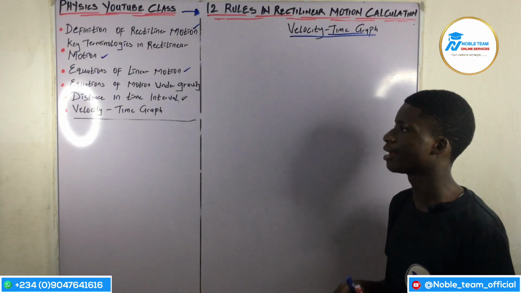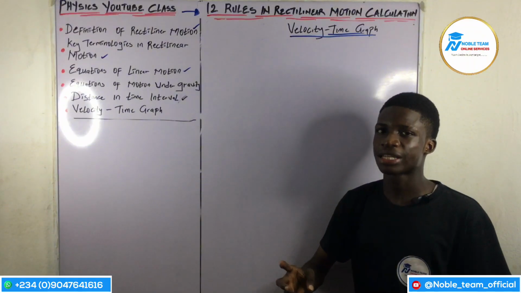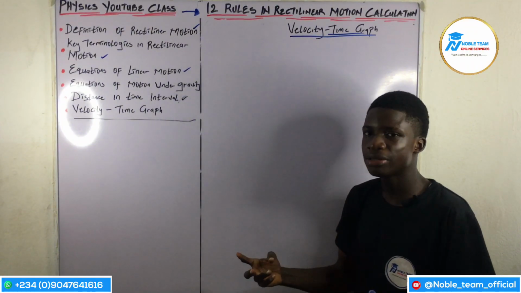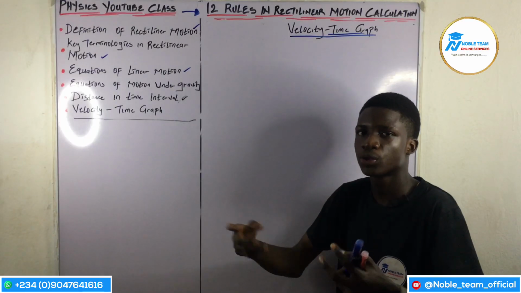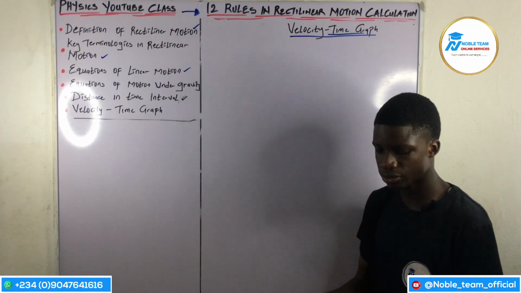Now in this velocity time graph, we call it the VT graph. You understand the abbreviation of it? In a velocity time graph, it simply means that you are solving to get your mean acceleration. Now what am I trying to explain?